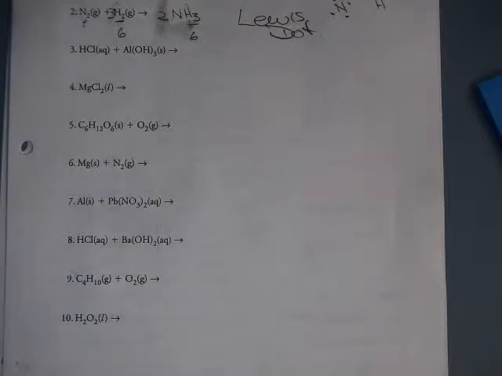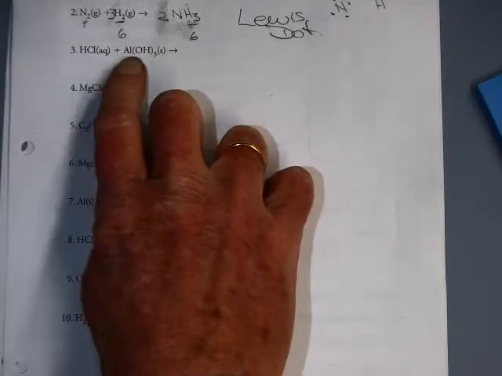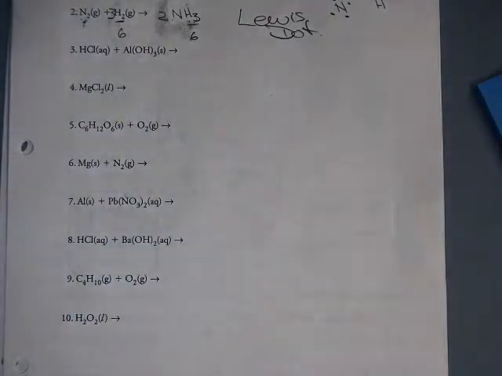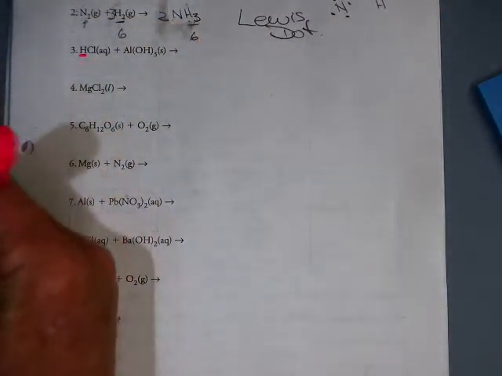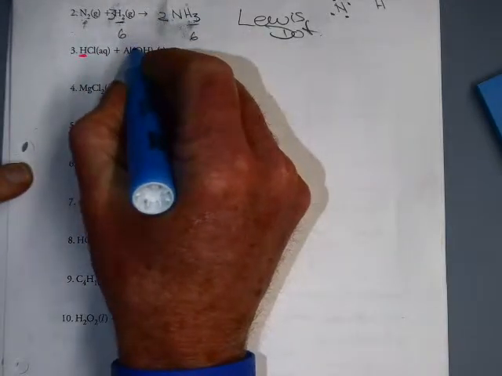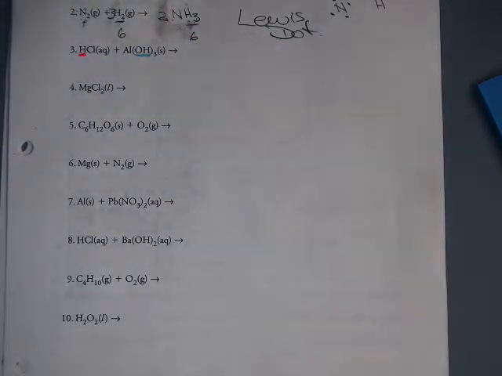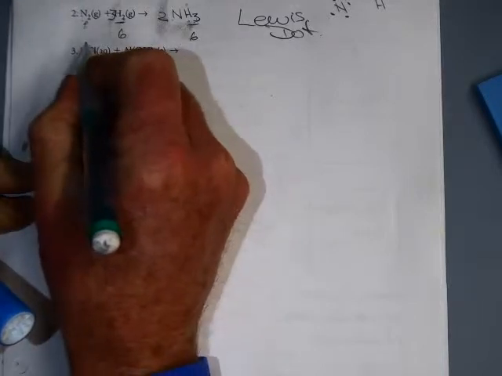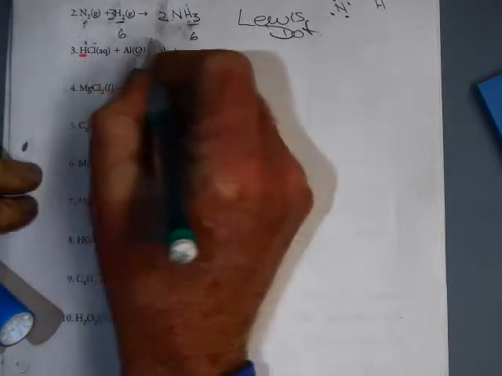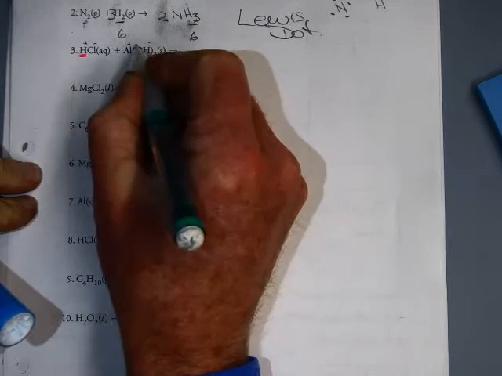Okay, so looking at this, you see HCl and Al(OH)3. The clues to this are the fact that we've got an H out front and an OH out back, which means that this is an acid-base neutralization. These are positives and negatives.